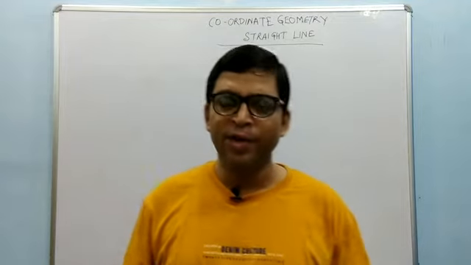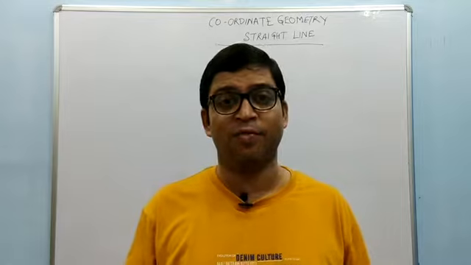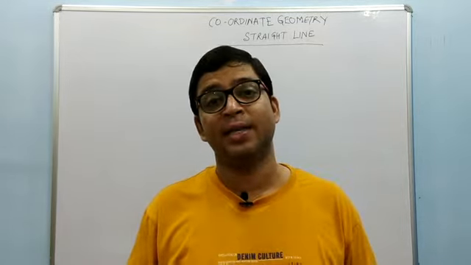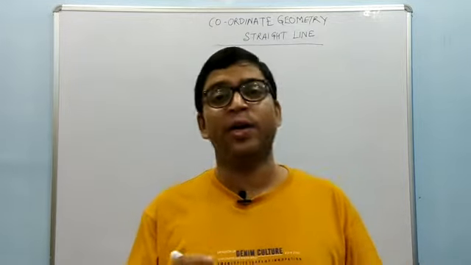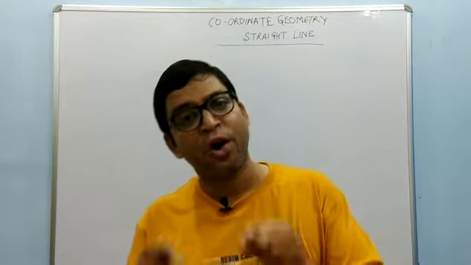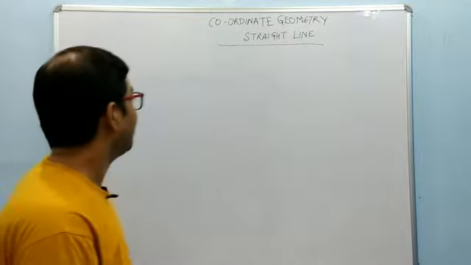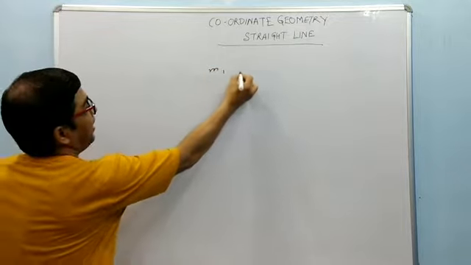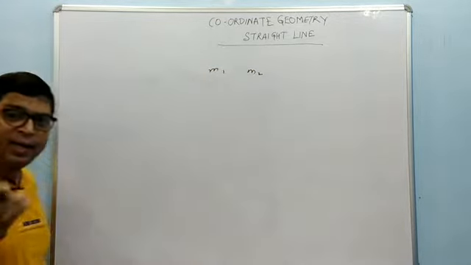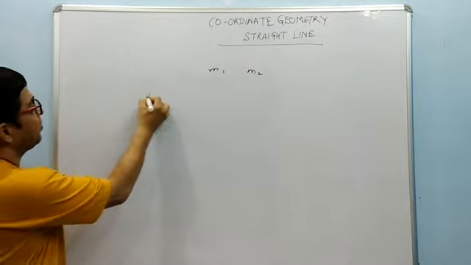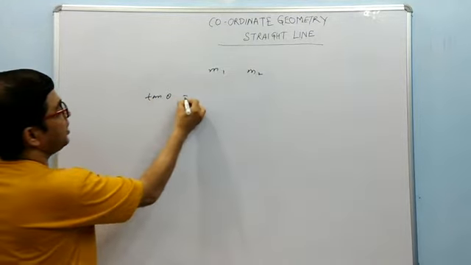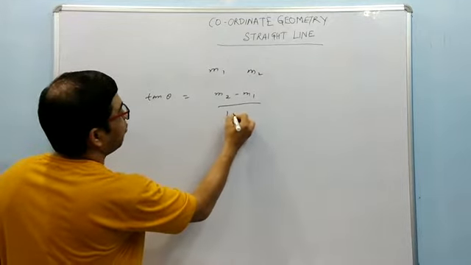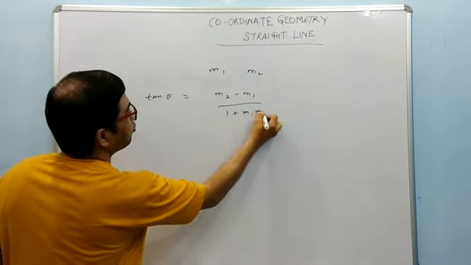Hello friends, we will see in this series of lectures how to find the angle between two given lines and the perpendicular distance of a point from a given line. See, if two lines are there and their slopes are m1 and m2, then the angle between them is given as tan theta is equal to (m2 minus m1) by (1 plus m1 m2).